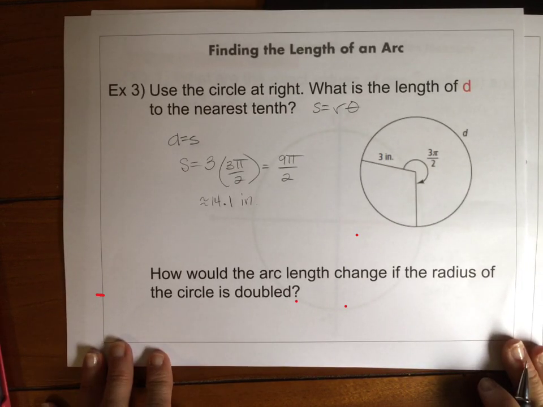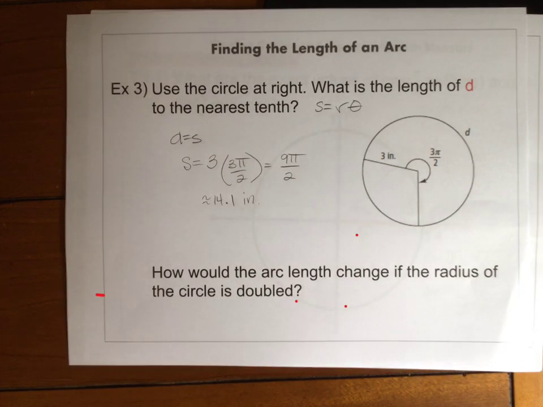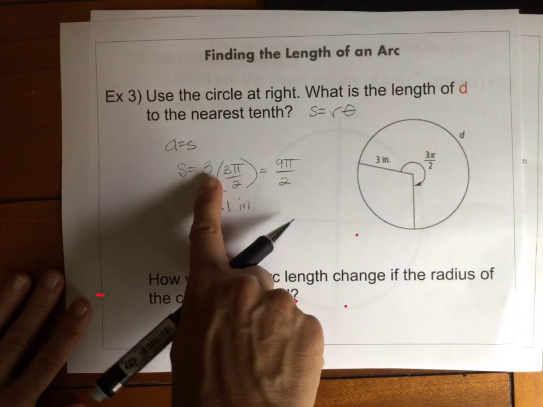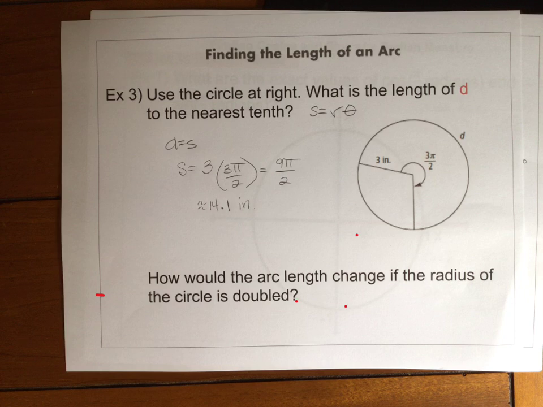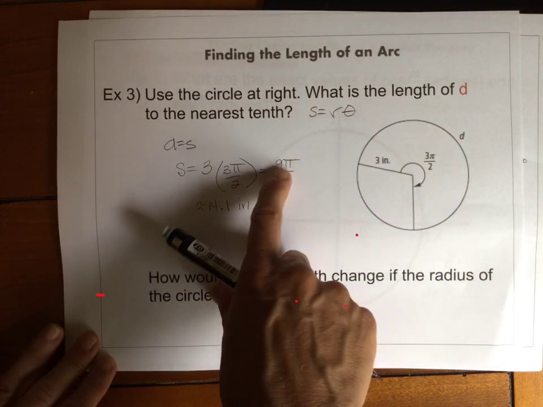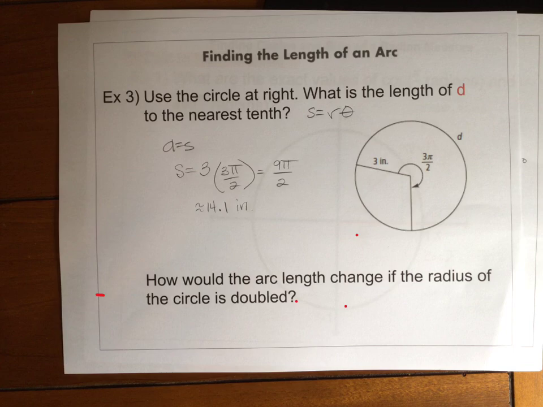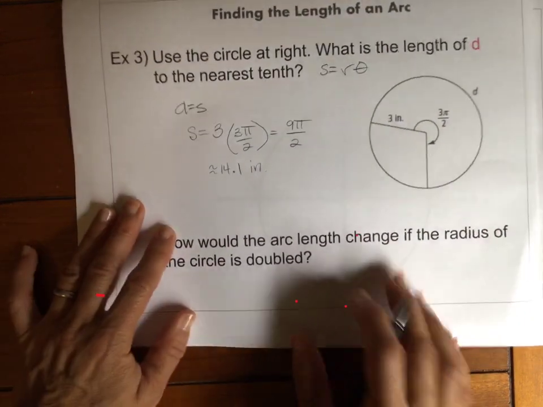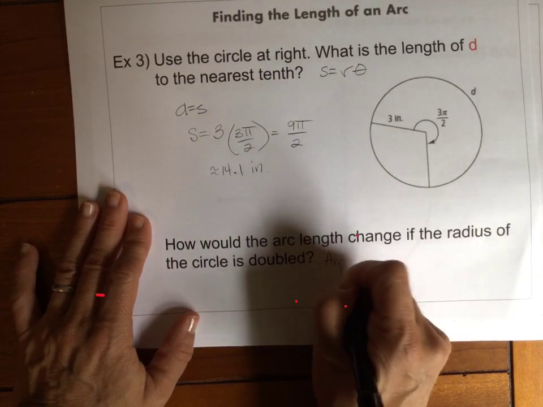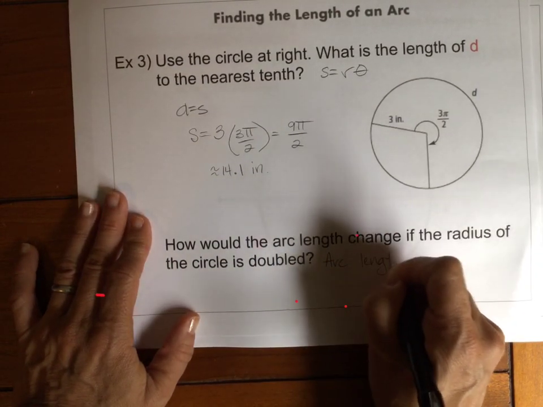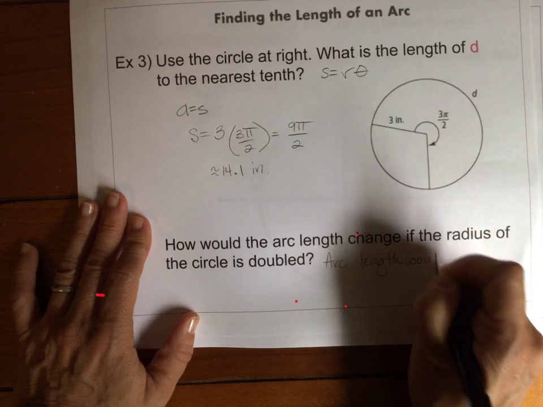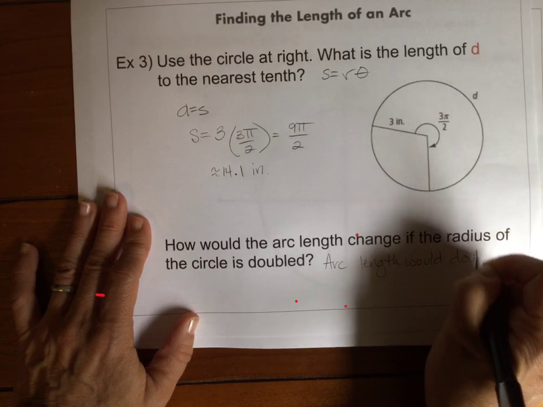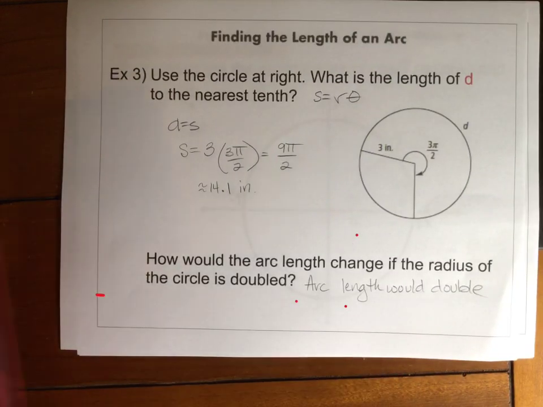All right. How would the arc length change if the radius of the circle doubled? I don't know if we've talked about it this year, but there's direct correlation and inverse correlation. And so if we doubled our radius and made it 6, at this point we would have 18 pi over 2. So you guys should realize that if I double my radius, I have my same angle, that the arc length would also double. And you could check that, you could see that it would probably be around 28.2.